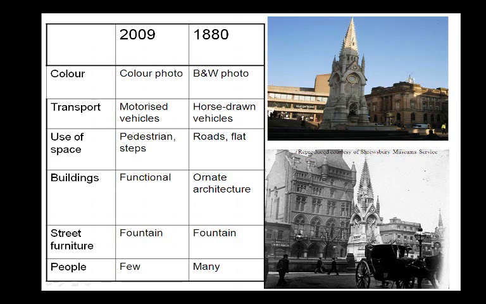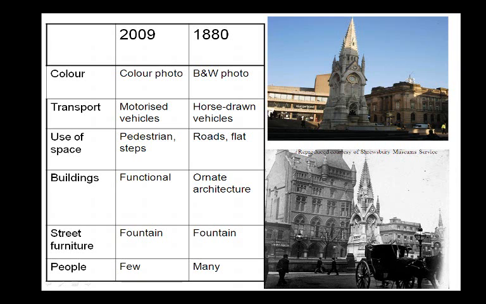In terms of space, in 2009 you can just make out a set of steps in front of the library, and in 1880 we can see that the road is very flat. In terms of buildings, very functional buildings in 2009, quite ornate buildings back in 1880, and so on. So it allows us to draw comparisons between different periods of time or different places or different imagery.